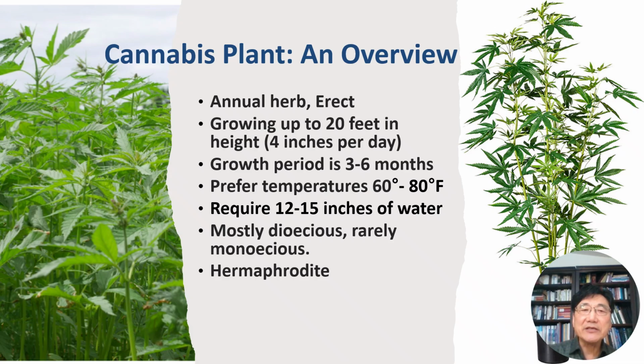It completes its entire life cycle from germination to seed production within a single growing season. The plant is predominantly dioecious, meaning it has separate male and female plants. Male plants produce male flowers, while female plants produce female flowers only. However, certain plants bear both male and female flowers on the same plant and are called hermaphrodites.